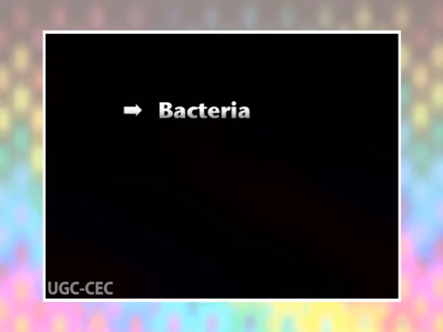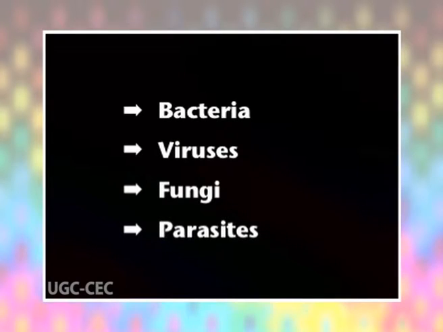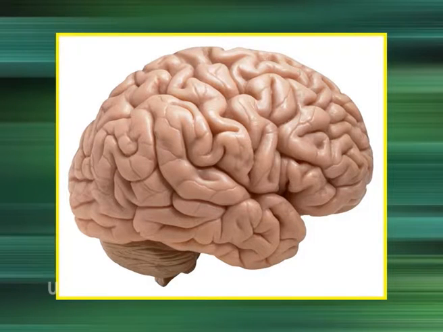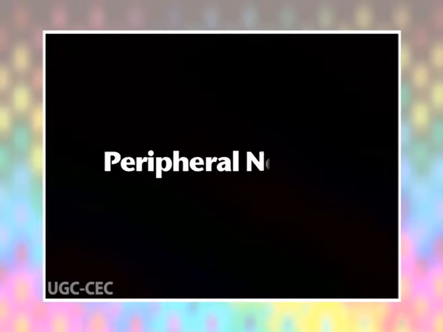Infecting organisms include bacteria, viruses, fungi and parasites. Microorganisms may reach the brain by hematogenous spread or by direct extension from sinuses, accessory structures like teeth, and via peripheral nerves.